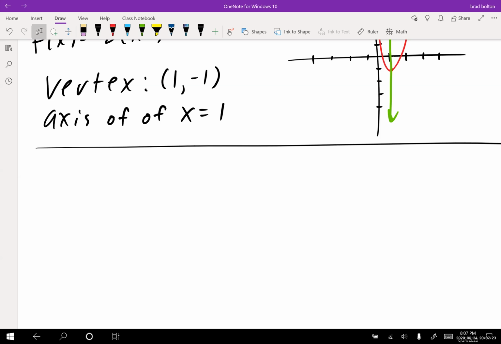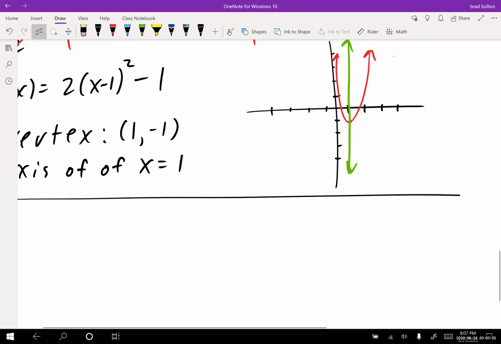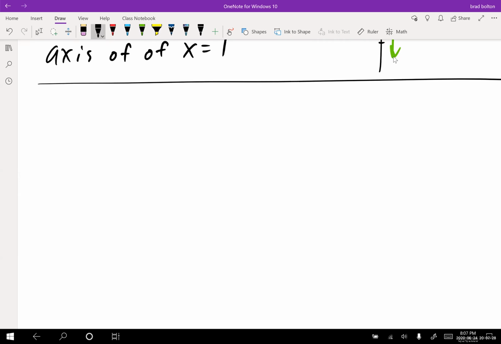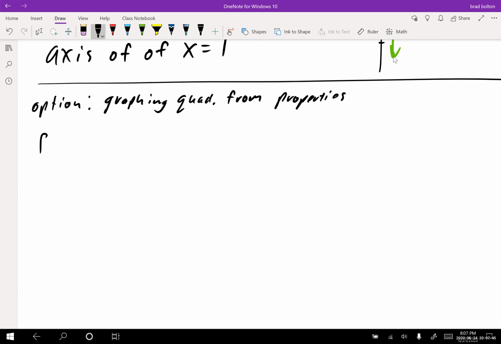So now, option 2 is graphing quadratics from properties. So instead of using vertex form, we're going to memorize a few techniques. If f of x is equal to ax squared plus bx plus c, and a obviously can't equal 0, because if a were 0, this would just be a line. It wouldn't be a quadratic.